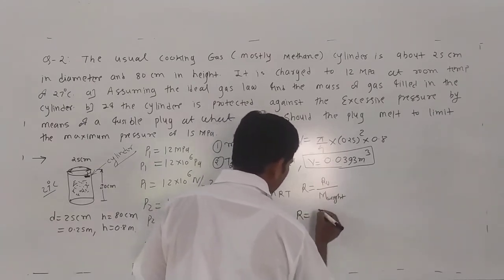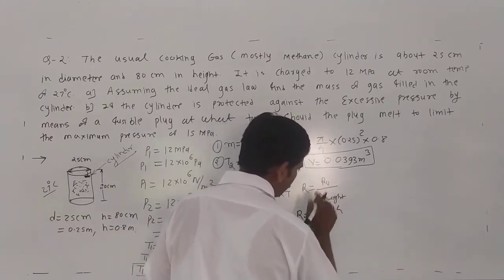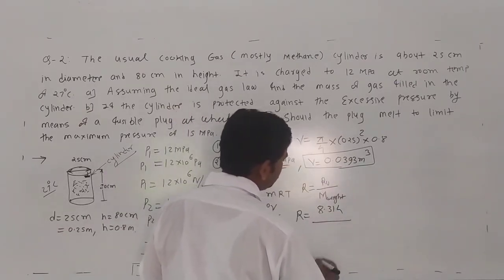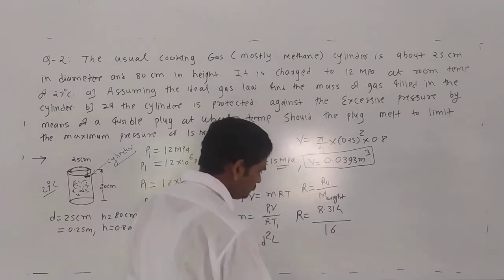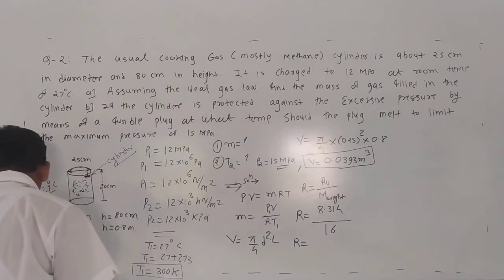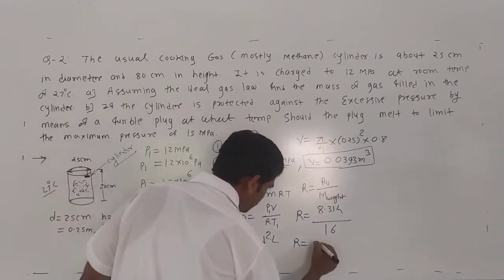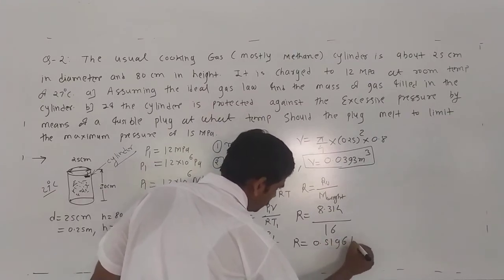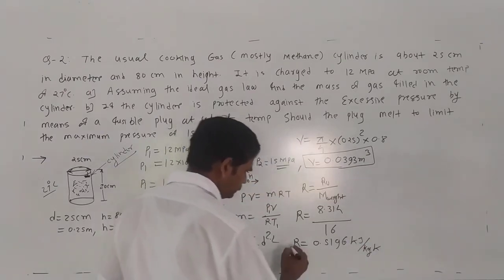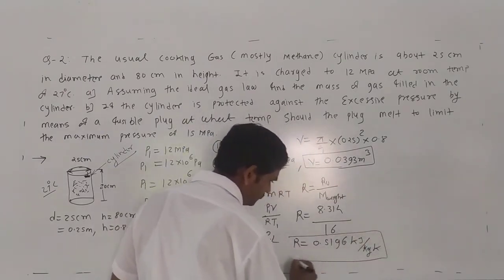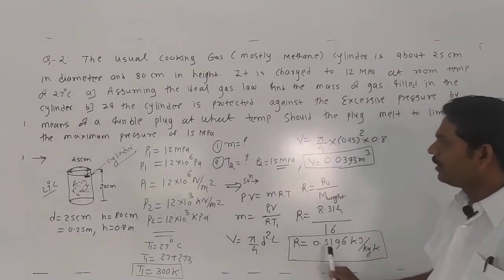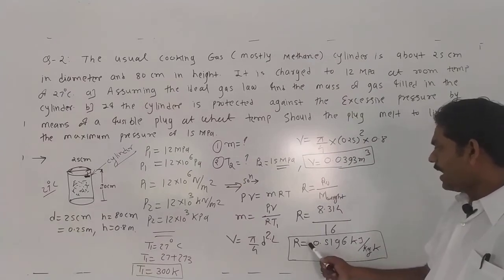So RU, what is the value of RU? 8.314. RU means universal gas constant, divided by the molecular weight of methane. How much? It is 16. So what is R? Do the calculation in your calculators. So it is 0.5196 kilojoule per kg Kelvin. This is the R for methane. So we got R and V.